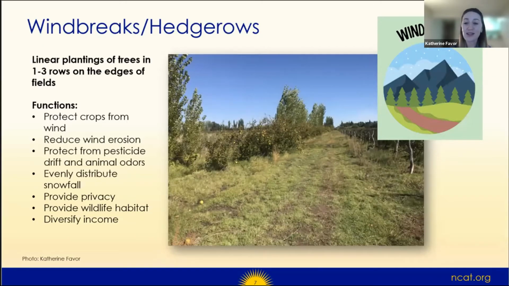So the first practice that we're going to talk about is windbreaks. Windbreaks are linear plantings of trees along the perimeter of a farm. They're usually 1 to 3 rows deep, and they function to do a lot of things. They protect crops from wind, and that also means protecting soil from wind. A lot of erosion is caused by wind, and so when you have a windbreak on your farm, you slow down wind, you prevent soil from being lifted off and out of your farm, which is great. You keep nutrients in your soil that way.